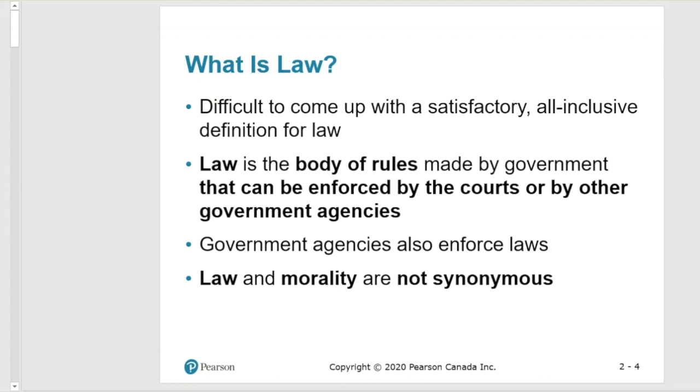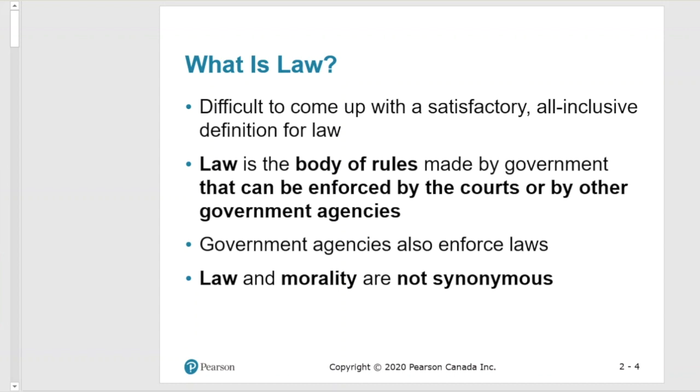Another one, CRA. CRA, we have a deadline to file our income tax. That is June 1st. Why do they impose a deadline? Because there's a law that allows CRA to impose such deadline. So those are examples of laws which should be understood as this body of rules, because there are several rules, different types of rules. And whenever a court or a governmental agency applies them, then they are considered to be law. And law and morality, they are not synonymous.